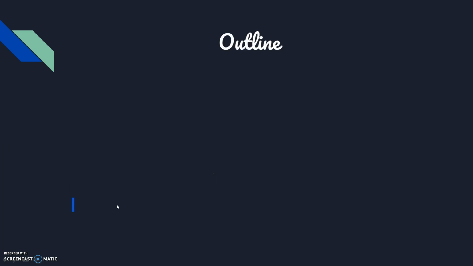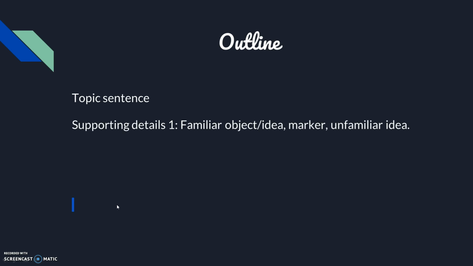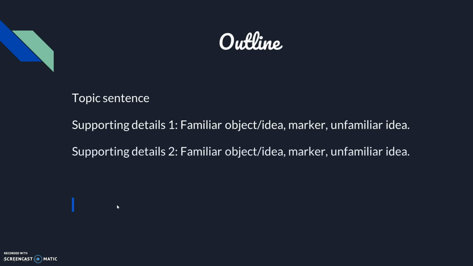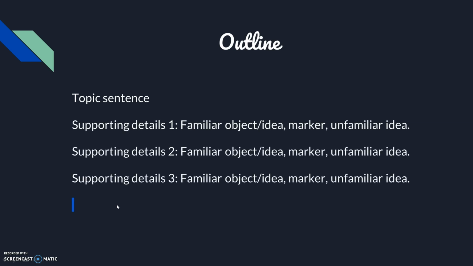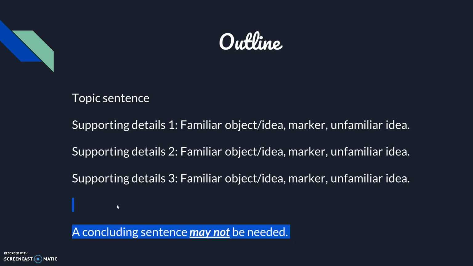So how do we make the paragraph of analogy? Here's the outline. First of all, we use a topic sentence to draw an analogy between the 2 objects or 2 ideas. And then after that, we put more supporting details. And in here, we don't need a concluding sentence.